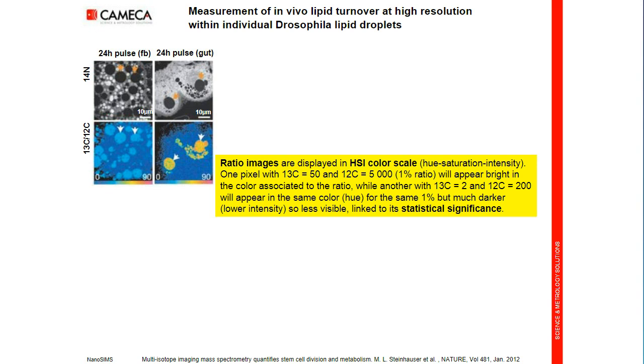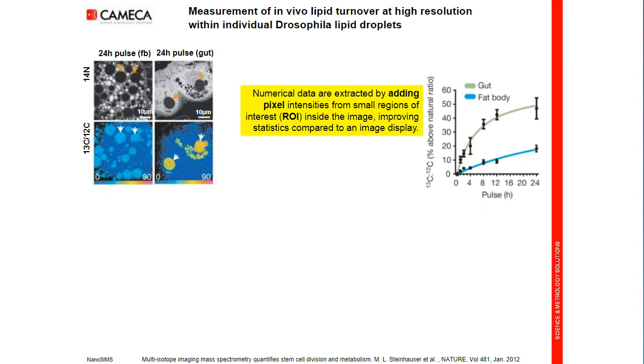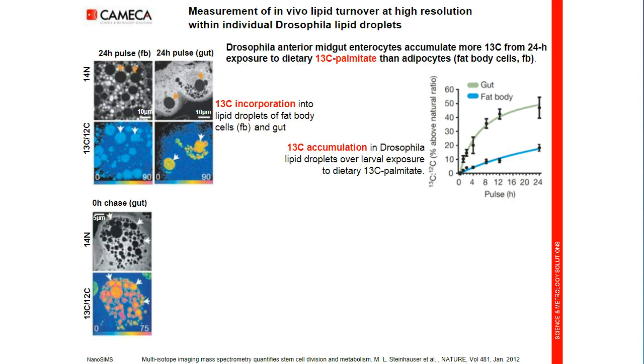Third aspect: how do we get these quantitative data? We draw manually or with some software a region of interest in the image, and we sum all pixel intensities from both isotopes. So we get a better isotopic ratio signal to noise. So let's come back to the article and the second part, the chasing part.